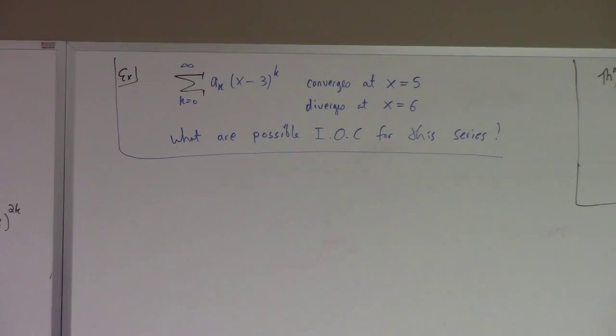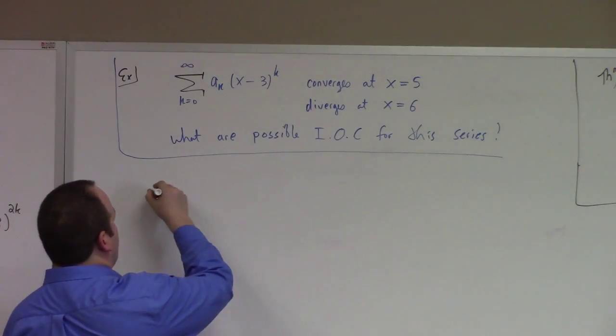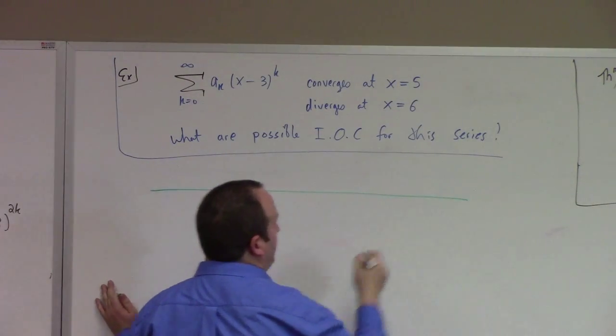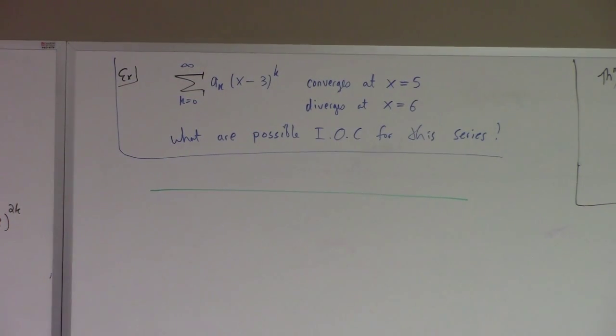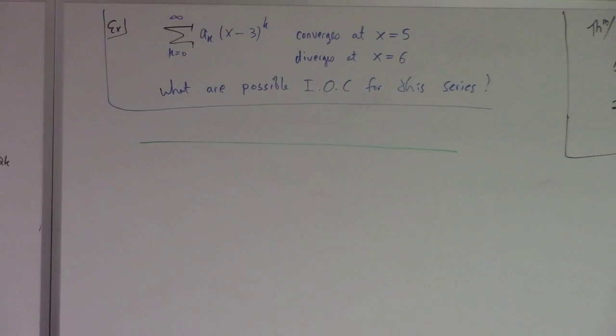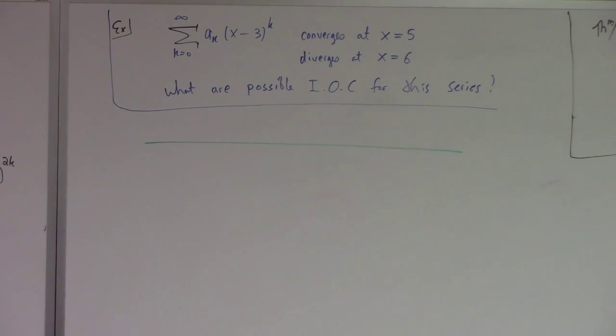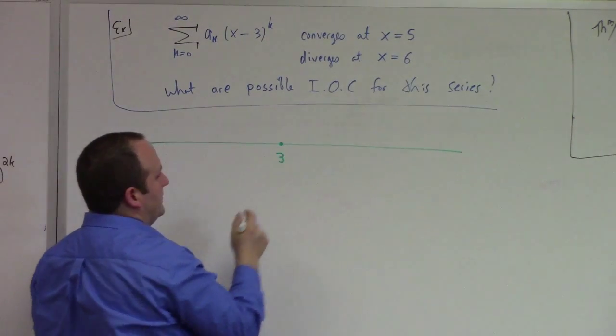When I'm faced with a problem like this, I draw a number line to organize my thinking. On the number line, I put one very important thing: this is a power series centered where? C is our notation, or x naught today. Where is it centered? At 3.